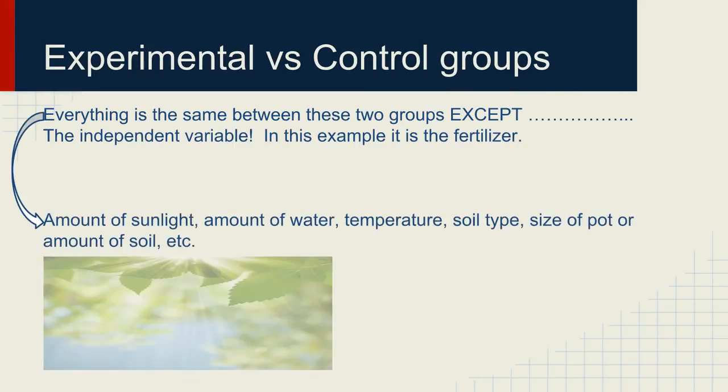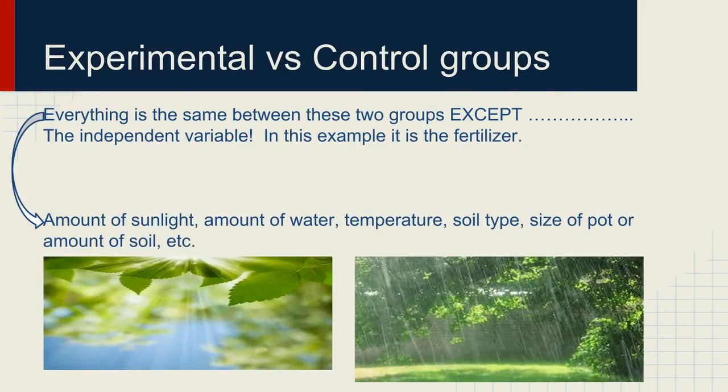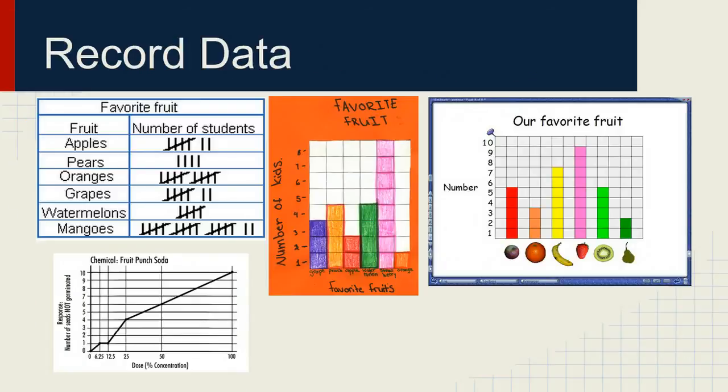Sunlight, water, temperature, soil, size of the pot, all those things have to be the same. The only difference is going to be fertilizer. When we get to recording our data, this is a data table. That's where we write down our raw results. We're just counting or tallying things up, and then these are different types of graphs that we could use. So when we record data, you need a data table and you need a graph, both of those things.